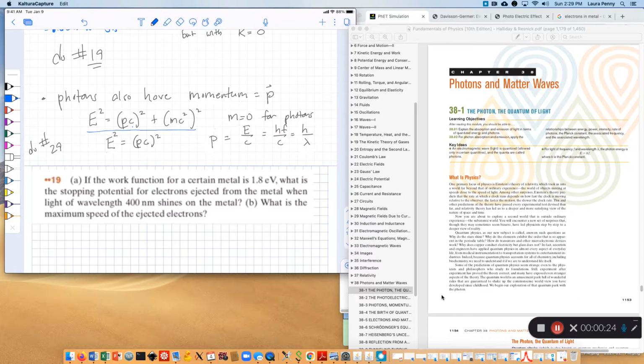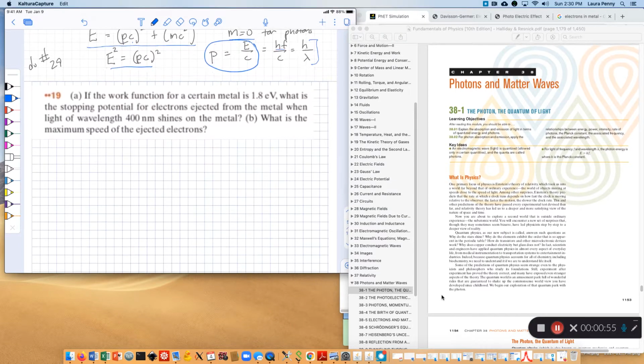For photons that have zero mass, that's still true. Light doesn't have any mass, so this equation just becomes this. So we can move things around and say that the momentum of a light particle is its energy divided by c. Its energy is still hf, and so we end up with this: its momentum is h, again Planck's constant, divided by the wavelength.